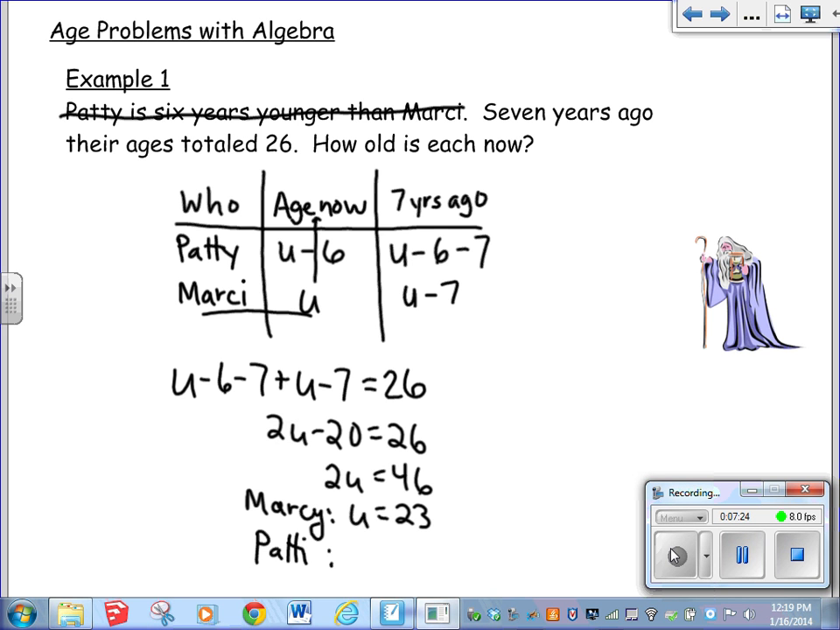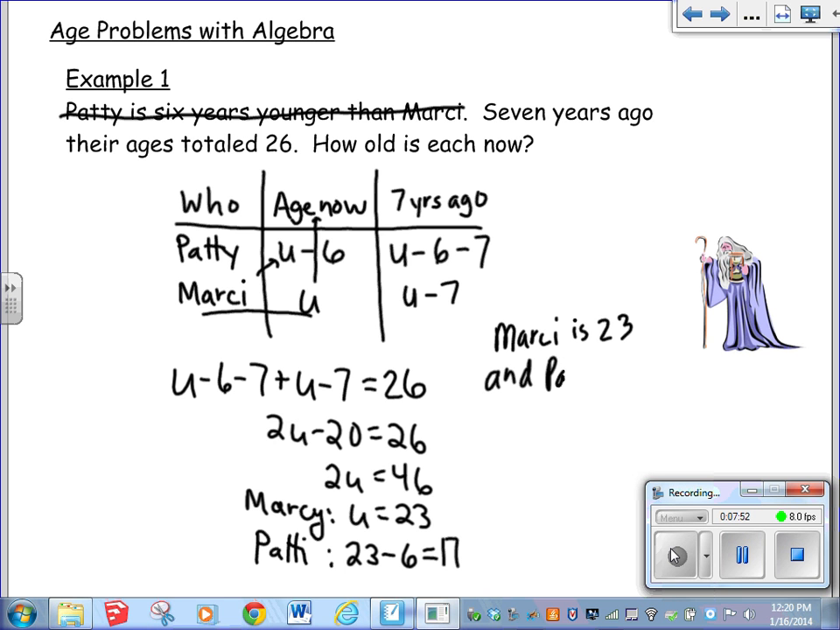Yep, because it says it right up here. It's whatever U is minus 6. So 23 minus 6, which is what, Mary? 17. So what was your sentence answer to this problem, Will? My sentence answer is Marcy is 23 and Patty is 17.